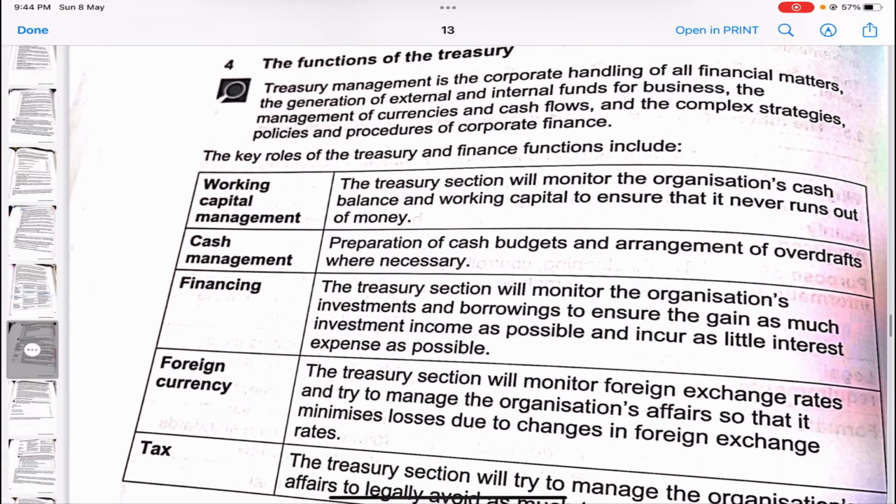The functions of the Treasury. So, now let's see what are the functions of the Treasury. So, the Treasury management is the corporate handling of all financial matters, the generation of external and internal funds for business, the management of currencies and cash flows, and the complex strategies, policies, and procedures of corporate finance. So, what does the Treasury do? A Treasury handles the financial matters, it handles the cash flows, it handles the foreign currency, and also it generates the internal and external funds.